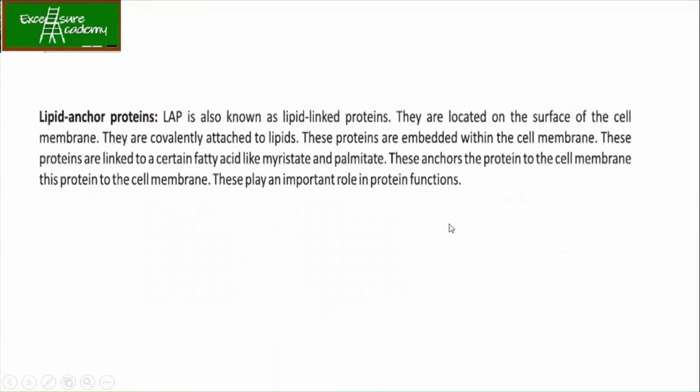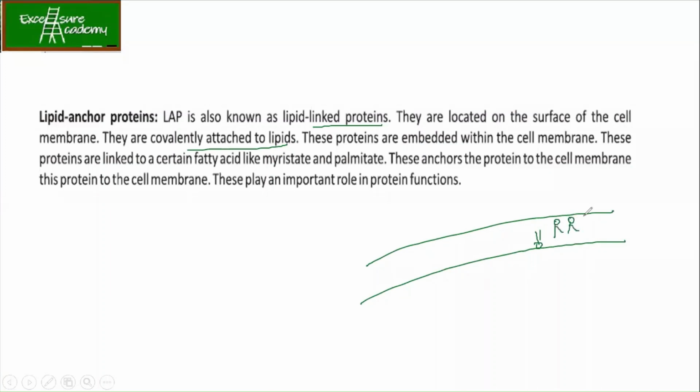Now there are certain other types of protein known as lipid anchor proteins, also called lipid linked proteins. This makes it clear that they are located on the surface of the cell membrane, right? These proteins are covalently attached to lipids. This means you have the plasma membrane here, and to these phospholipids the proteins are attached. Those are your lipid anchor proteins.